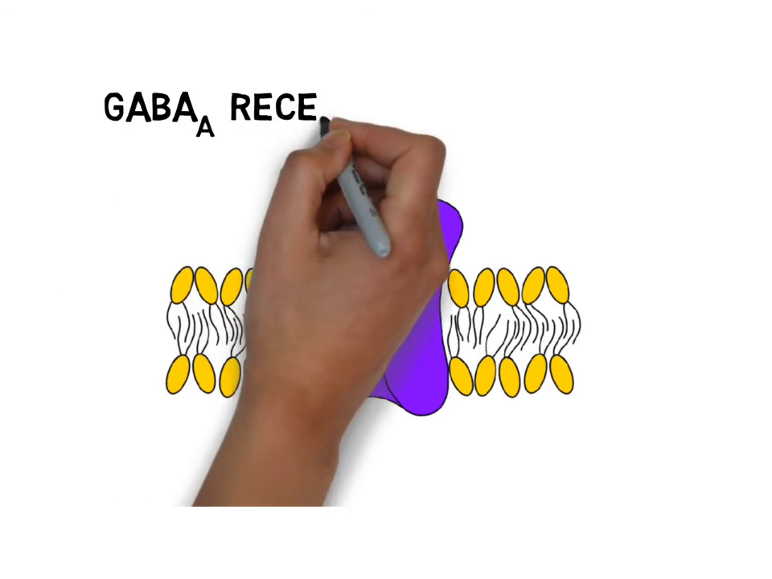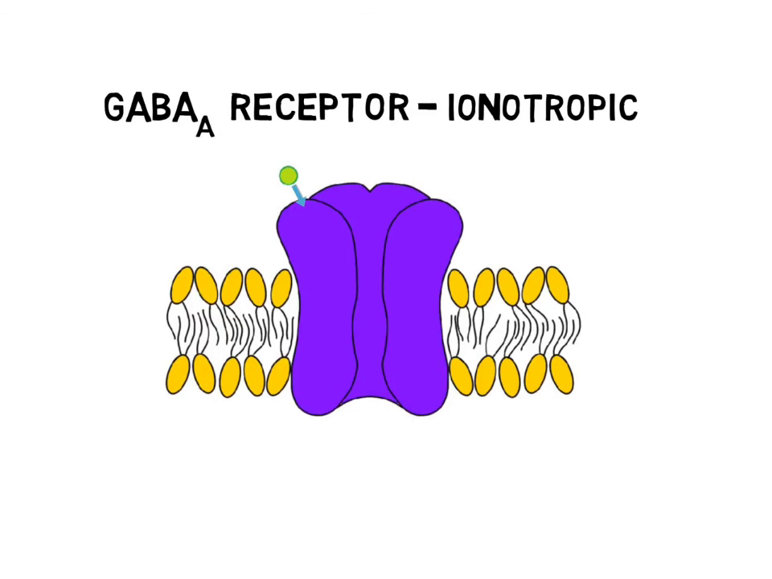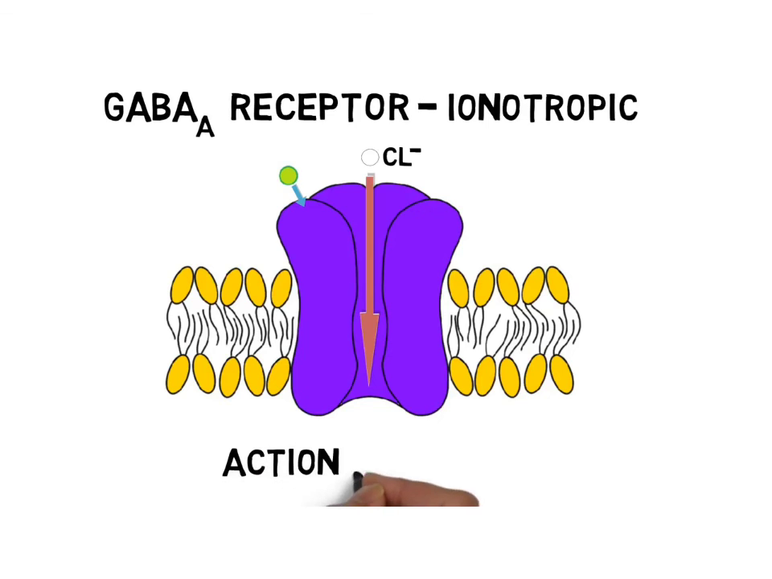GABA A receptors are ionotropic receptors. When GABA binds to the GABA A receptor, it causes the opening of an associated ion channel that is permeable to the negatively charged ion chloride. When negative chloride ions flow into the neuron, they hyperpolarize the membrane potential of the neuron and make it less likely that the neuron will fire an action potential.